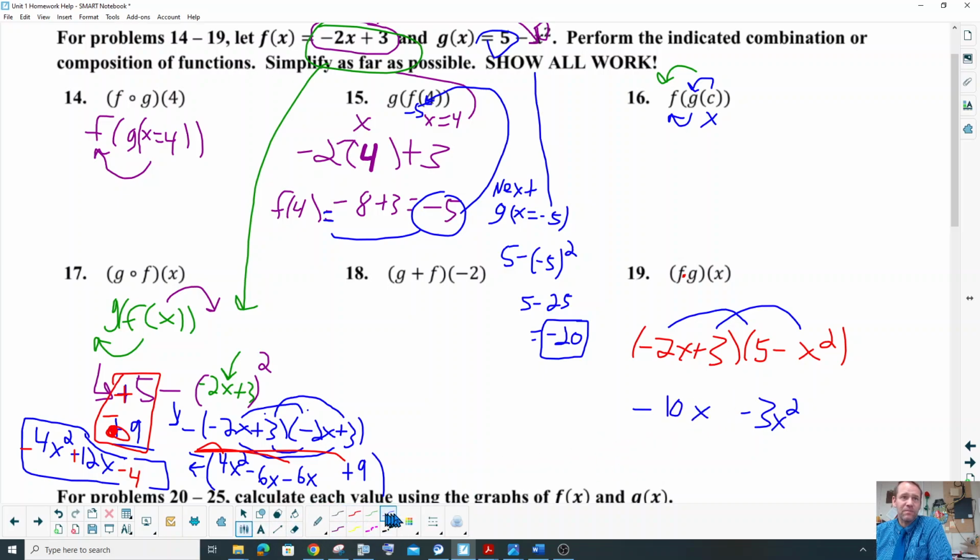Good. And then that's the i's. Remember, that's the i's for distributing. And then 3 is positive 3 times 5, so that's 15. I'm going to throw that in here at the end. Constant goes at the end.